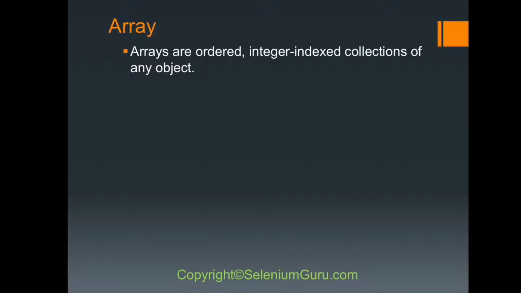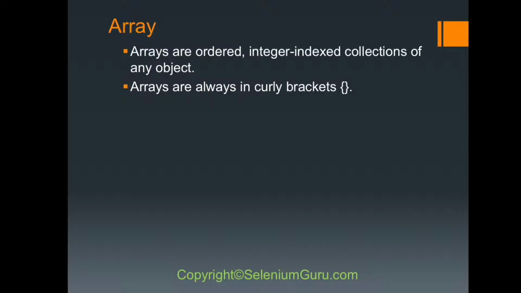Okay, so what is an array first? Arrays are ordered, integer-indexed collections of any object. Basically, an array is kind of like a list. If you want to store names or phone numbers, in programming languages you can store them in an array. So again, arrays are ordered, integer-indexed collections of any object.